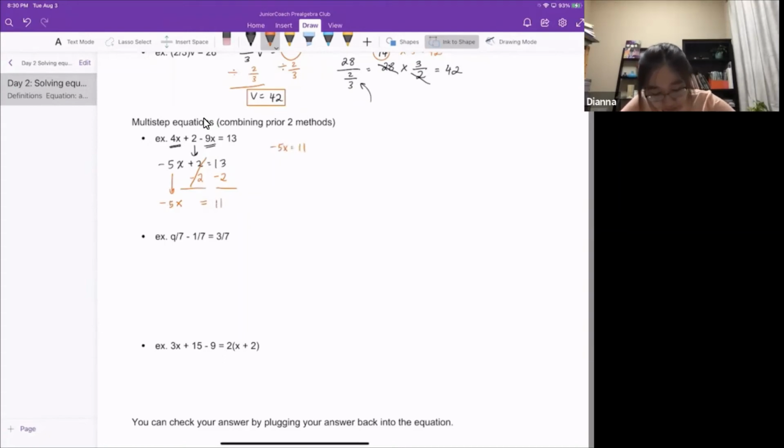I'm going to actually divide both sides by negative 5 because I want that negative 5 attached to the front of the x to go away. So here I'm going to say x, because these 5's cancel, equals negative 11 divided by 5. Let me rewrite it. X equals negative 11 divided by 5.